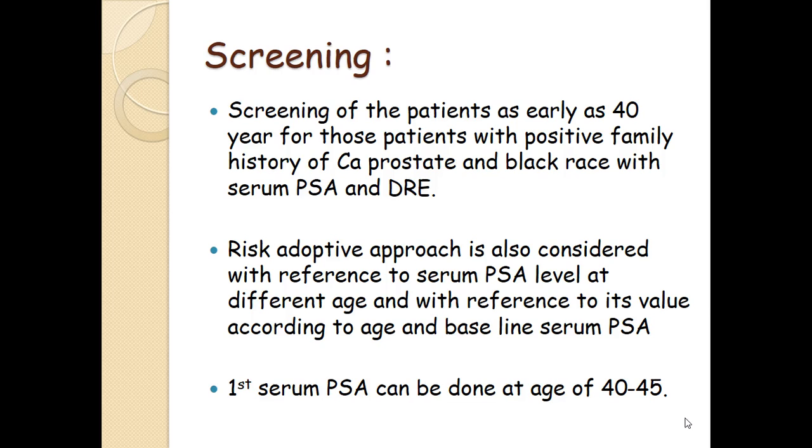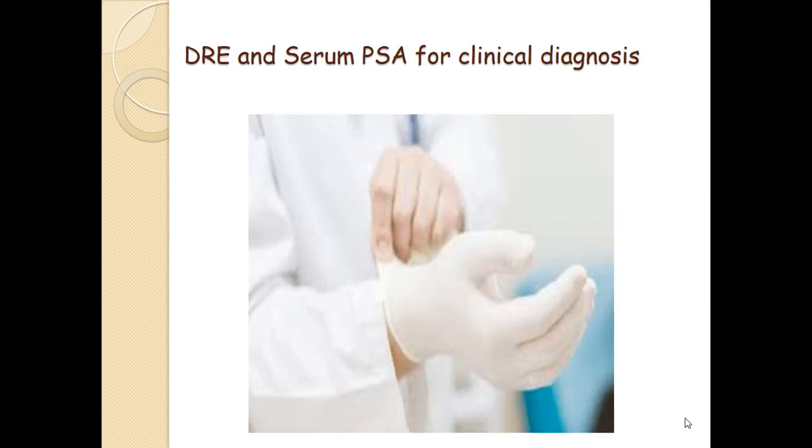Then a risk-adaptive approach is also considered with reference to the serum PSA level at different ages and its value according to age. Serum PSA can vary with age, and it can be stratified with the baseline serum PSA value after cultures are negative. We can also consider patients for screening after 2 years or 4 years according to the baseline PSA. The first serum PSA can be done at the age of 40 to 45 for those patients who don't have a previous or family history of CA prostate.